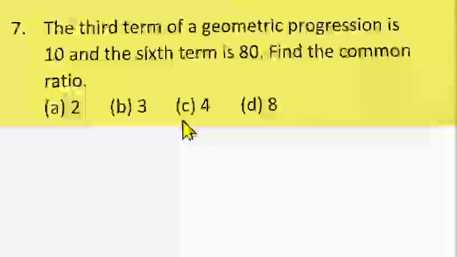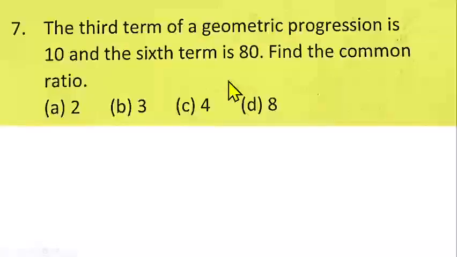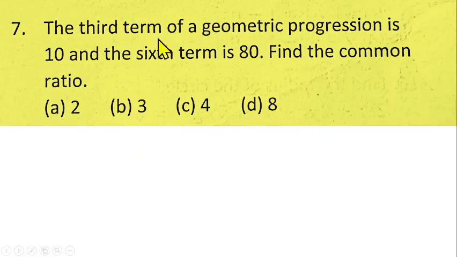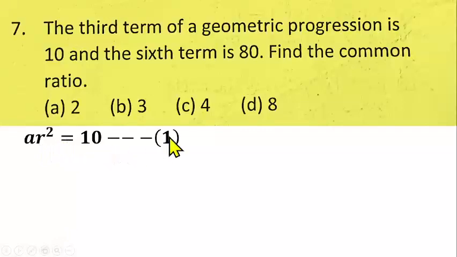Question number 7 is from sequence and series, and that's a geometric progression. We are told that the third term of a geometric progression is 10 and the sixth term is 80. Find the common ratio. So what is the third term of a GP? That should be ar squared. The third term of a GP is ar squared, and that will be equal to 10. So you have ar squared equals 10, equation 1.